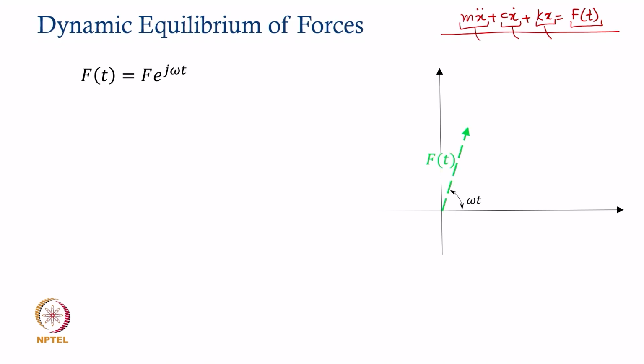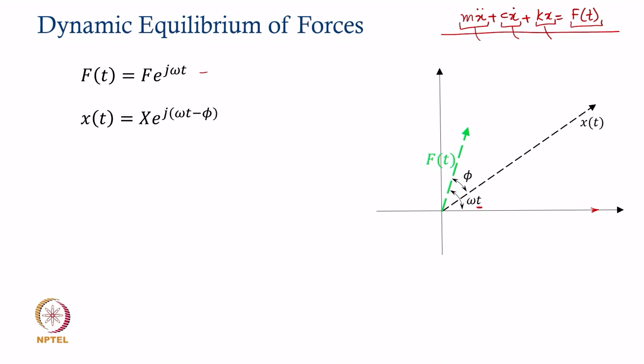So, let us look at how these forces interplay with each other, how they are related to each other. We start with representing this force F(t) at any instant of time. Supposing that the force starts with this initial position, after a period of time t, the angle made by this force vector is omega t, and the expression we have started with for the external force is F e to the power j omega t.